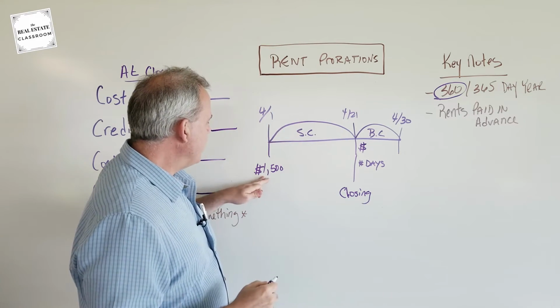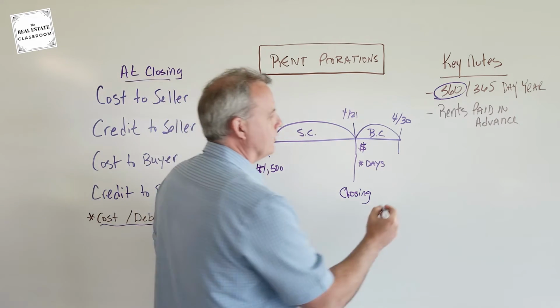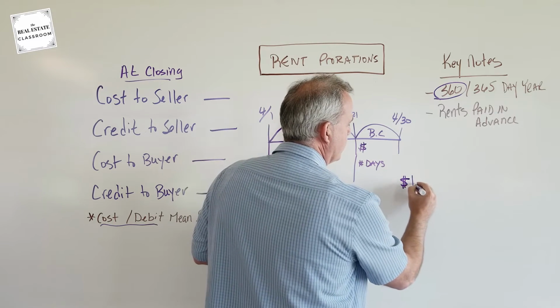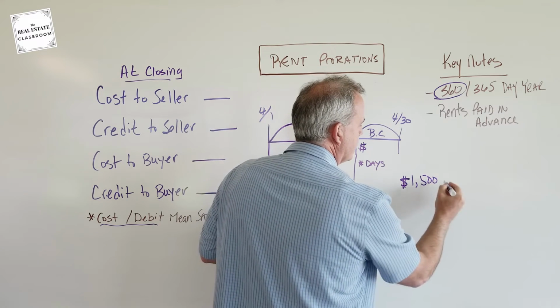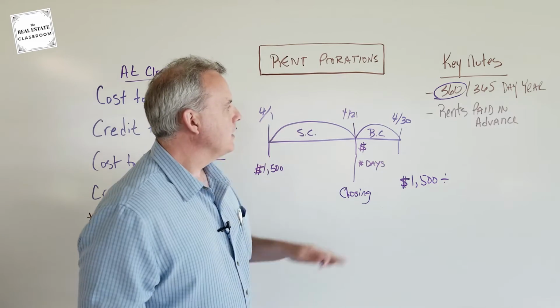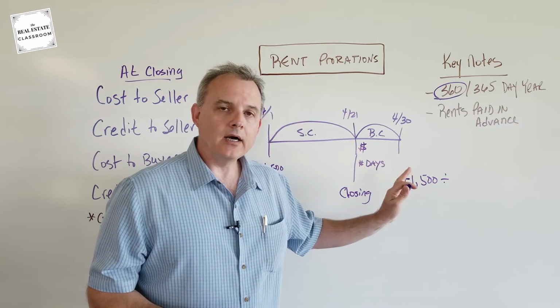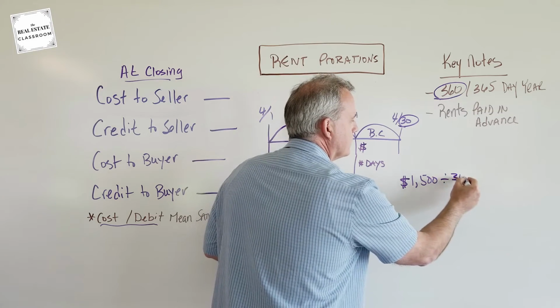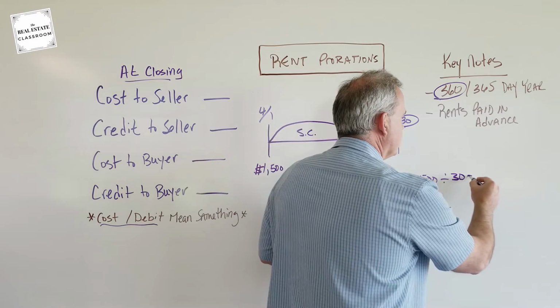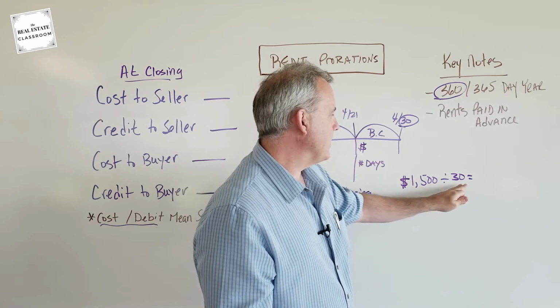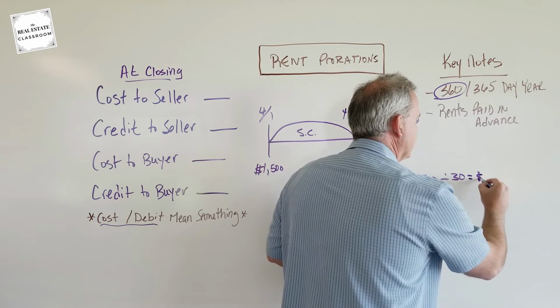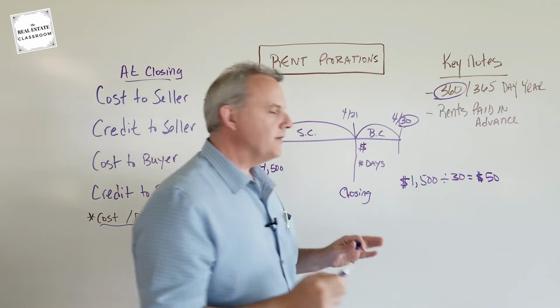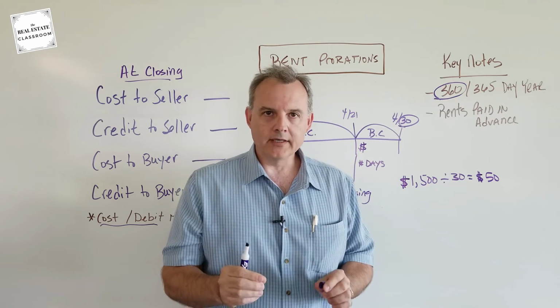All right, so let's do our calculations now. We know that the total monthly rent was $1,500. Now we're going to divide that by the total number of days in the month. In this case, it's 30. And that would give us a total of $1,500 divided by 30 is $50 per day. Now that $50 is what we call per diem.